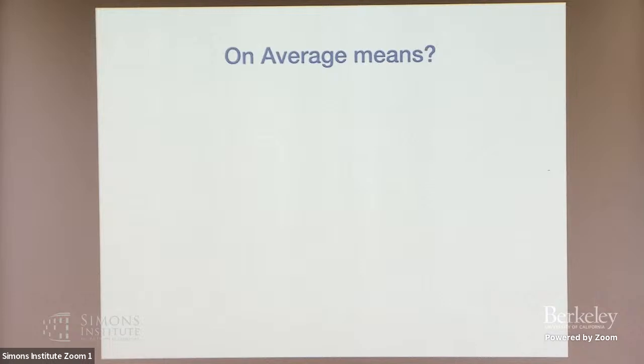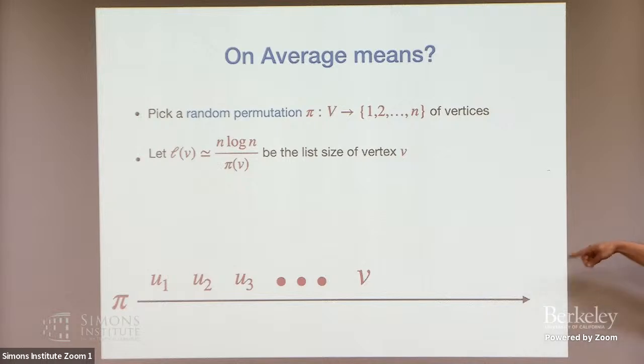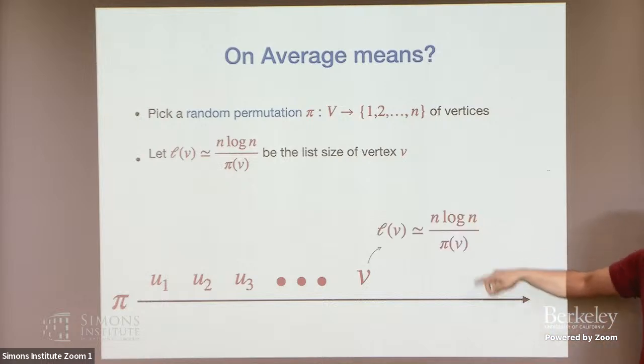So first, what does on average mean? So how do you do this? You're going to do the following. You'll pick a random permutation of vertices, okay? And you look at where each vertex arrives. The position of a vertex in that list tells you the size of the list of colors you want to sample. And you sample something roughly n log n divided by the position of that vertex. Okay, so this is the definition of how many colors you sample per vertex. You look at where it appears in this permutation, and you sample n log n divided by that.